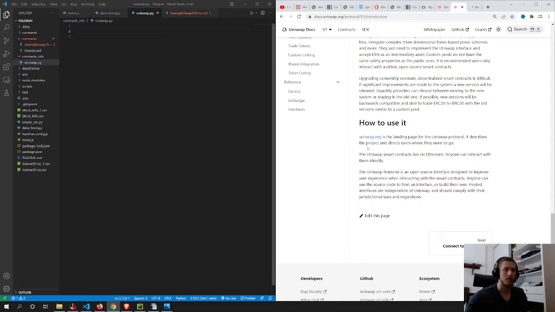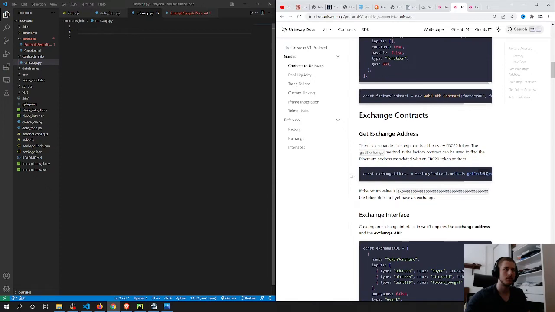Uniswap describes the project and directs users where they need to go. The Uniswap smart contracts live on Ethereum, anyone can interact with them directly. The Uniswap frontend is an open source interface designed to improve user experience when interacting with the smart contracts. Anyone can use the source code to host an interface or build their own. Hosted interfaces are independent of Uniswap and should comply with their hosting regulations.